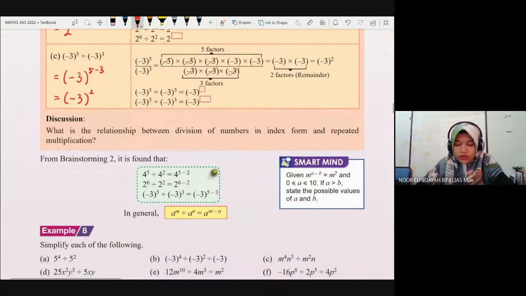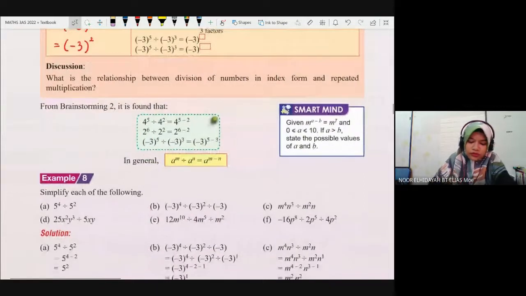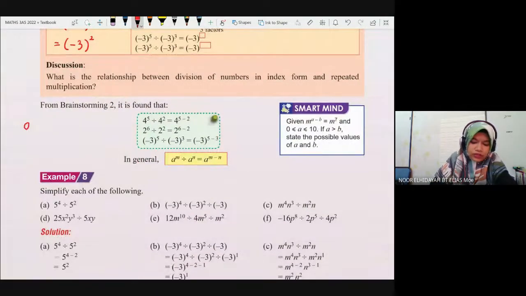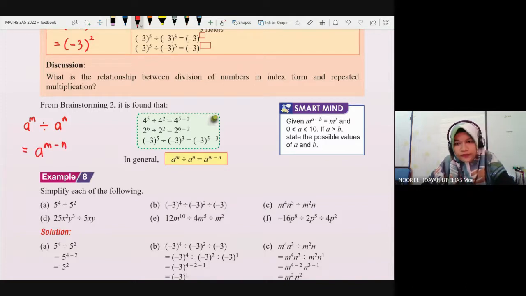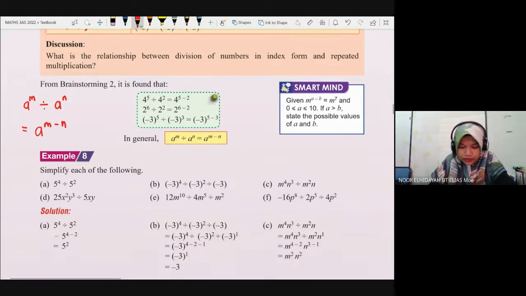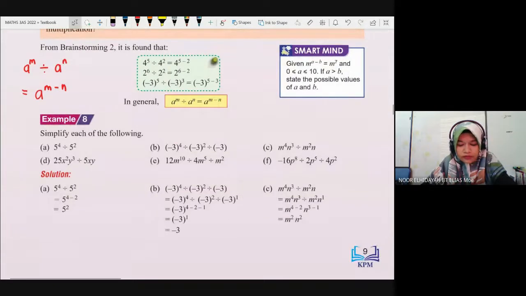Alright. So in general, the law of indices, when it involves the same base, okay, index of the same base, let's say a to the power of m, a represent the base, m is index, divide with the same base, a to the power of n. Okay, now the index is n. So the law is you have to subtract the index. Okay, tolakkan sahaja.